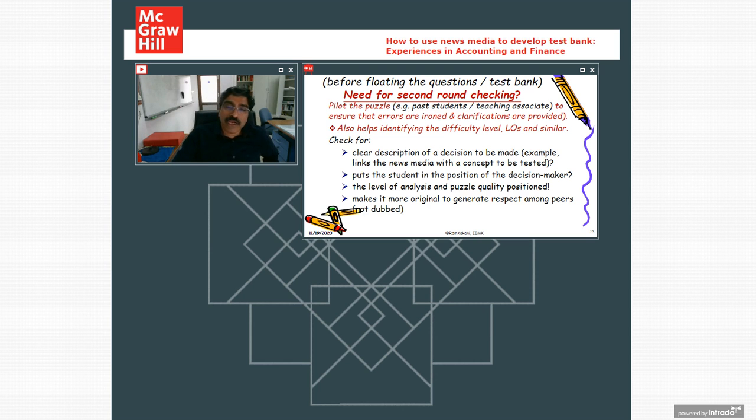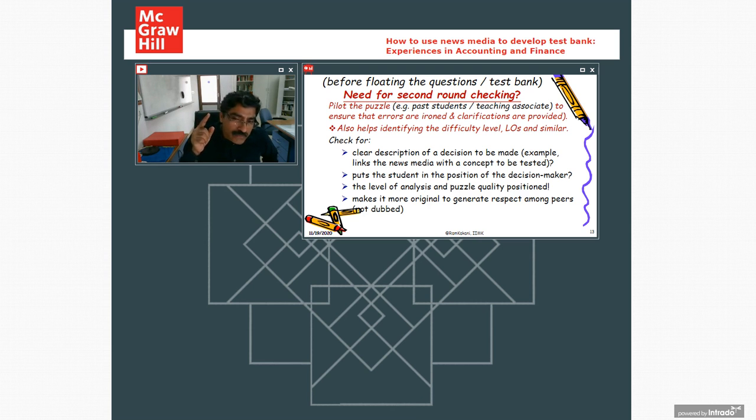So check for a clear description of a decision to be made. Whenever you have a question paper, your puzzle should have a clear description of a decision. For example, a news media item with a concept to be tested. What is that particular concept you are trying to test? At the end, is your rationale trying to bring that particular concept forward or not?